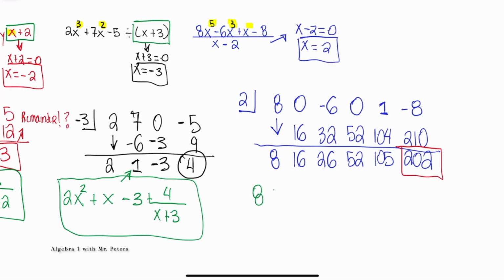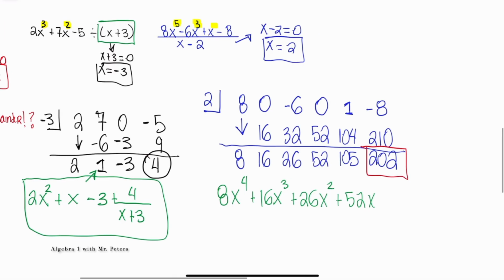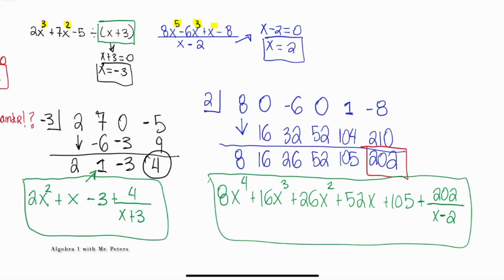So let's write this out. We have 8x to the fourth plus 16x to the third plus 26x squared plus 52x plus 105. That's our constant. And then we have the plus 202 for our remainder over x minus 2. So when we look at this last example and we divide using synthetic division, this is going to be the answer that we get.